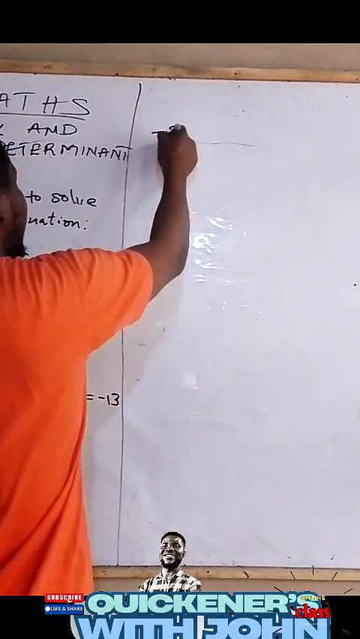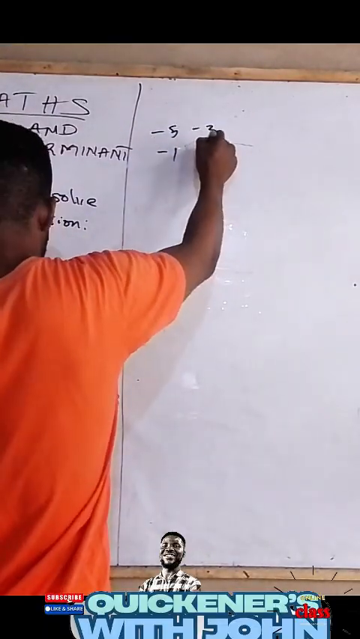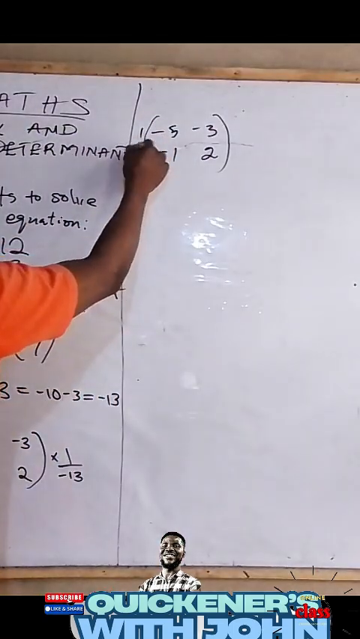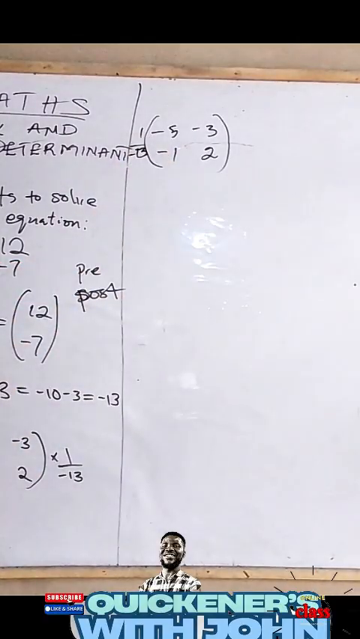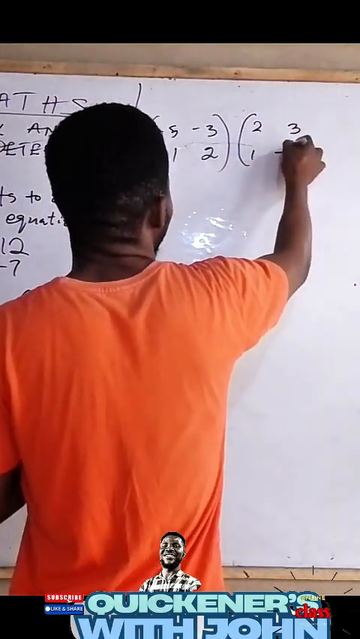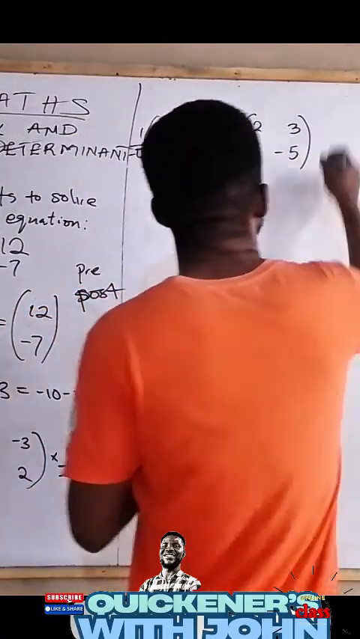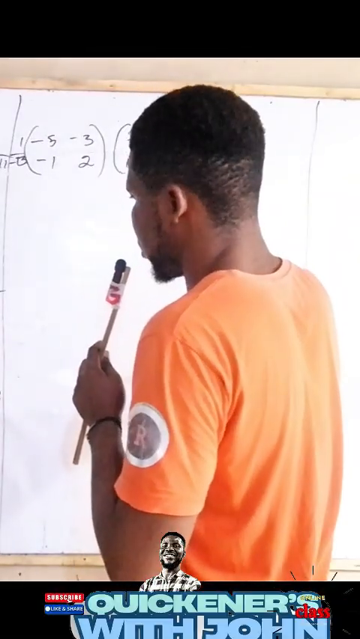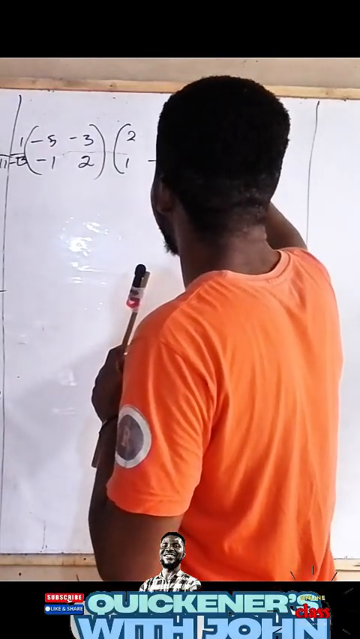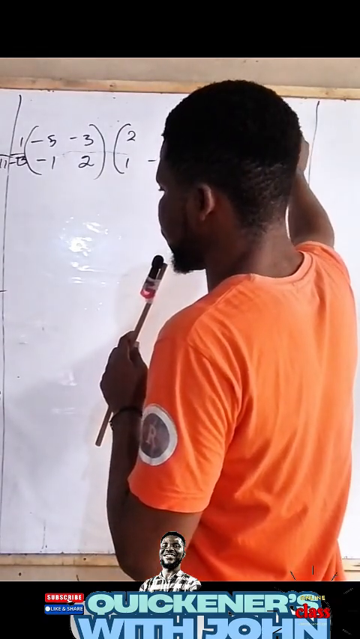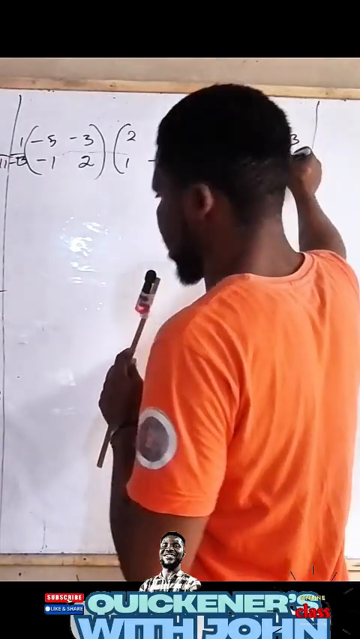Pre-multiply is minus 5, minus 1, minus 3, and 2. Remember, we have 1 over 13 there, minus 1 over minus 13. Are you with me? Now, you are multiplying this with 2, 1, 3, minus 5. Then you have your x and y. Also multiply the other side by minus. Are you with me? Minus 5 and minus 3, minus 1. Then you have 2.